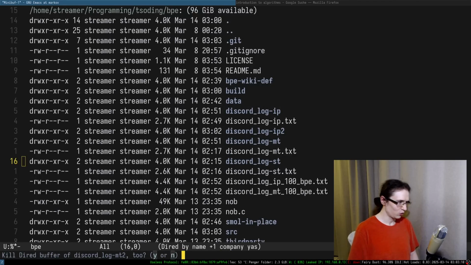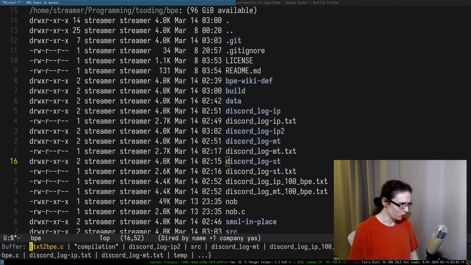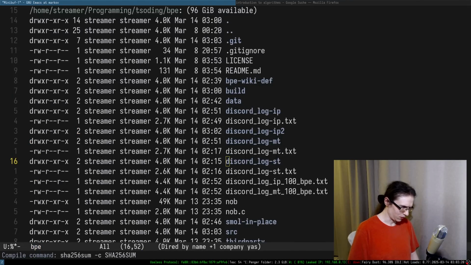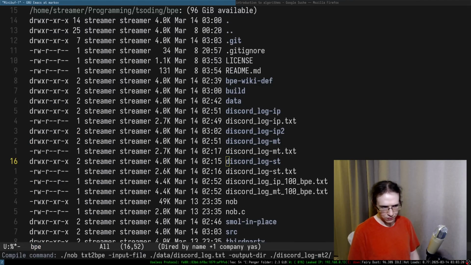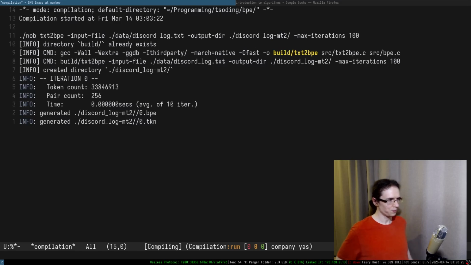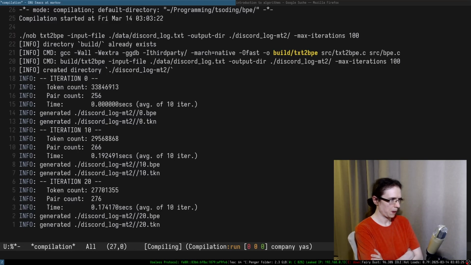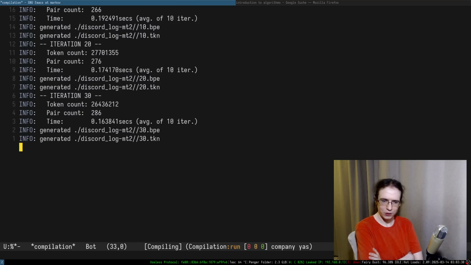Anyway, so kill all of that stuff. Enable threads, don't enable in place. Let's do MT2. There we go. All right, so multi-threaded. Okay, waiting a little bit.